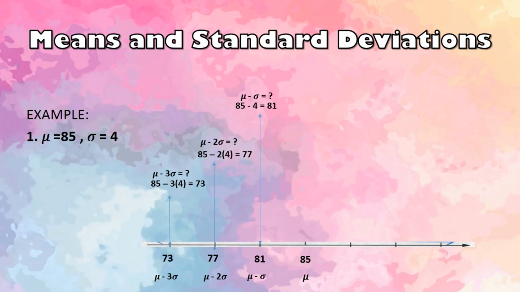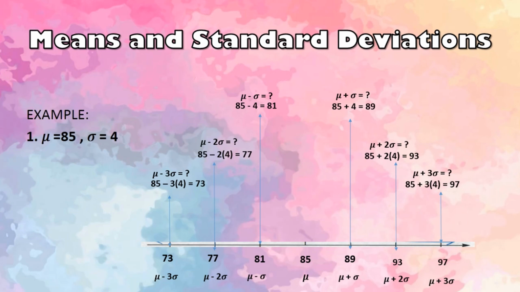So, let us now proceed to step number 4. To get the values greater than the mean, add the given standard deviation to the mean. So again, let's substitute the given values where the standard deviation is 4 and the mean is 85. So 85 plus 4 is equal to 89. Therefore, the value greater than 85 is 89. In order to get the values greater than 89, just continue the process.